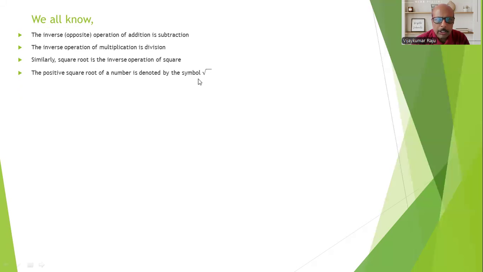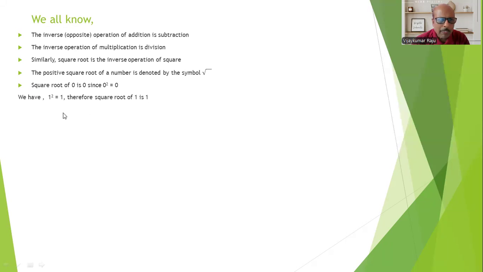This is a root symbol. It is denoted like this. You write a number inside it, that means you're finding the square root of the number inside. Square root of 0 is 0, since 0 square is 0. We have 1 square is 1, therefore square root of 1 is 1.